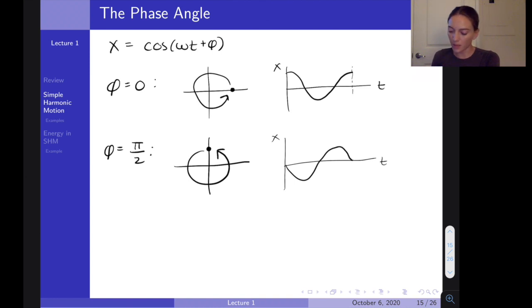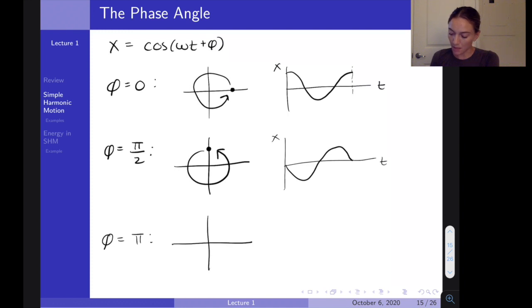So if I wanted to plot the x-coordinate of the position versus time for a particle going in a circle that starts up here and then goes around here, it would actually look like this, right? So it's shifted over a little bit compared to this graph, and it's shifted over by 90 degrees by the phase angle. Now, what if I started with my phase angle at pi?